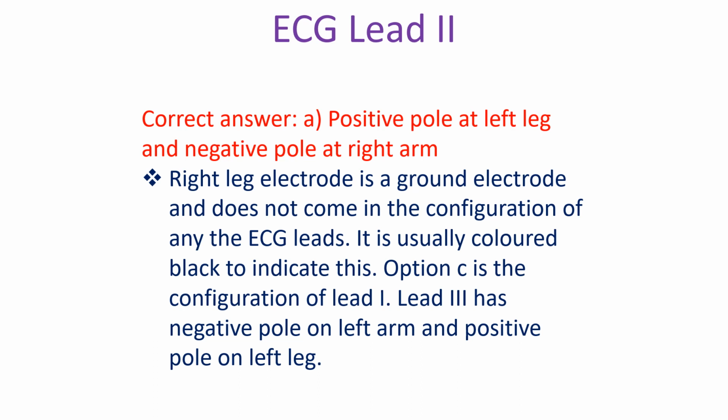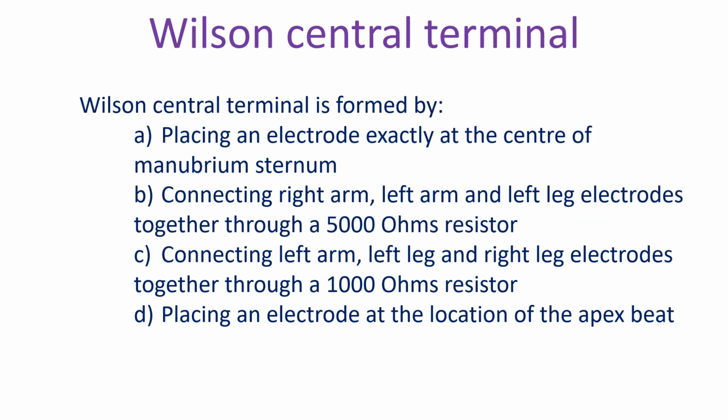Positive pole at left leg and negative pole at right arm. Right leg electrode is a ground electrode and does not come in the configuration of any of the ECG leads. It is usually colored black to indicate this. Option C is the configuration of lead 1. Lead 3 has negative pole on left arm and positive pole on left leg.